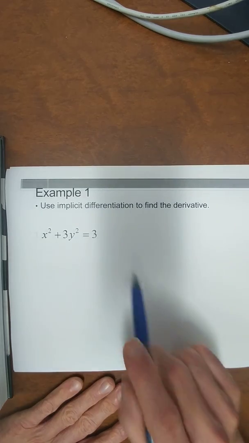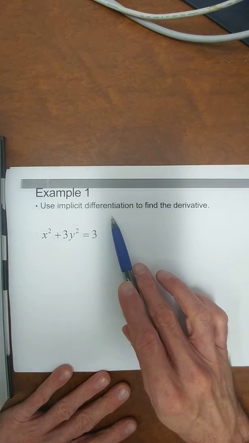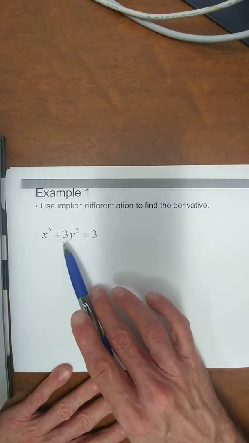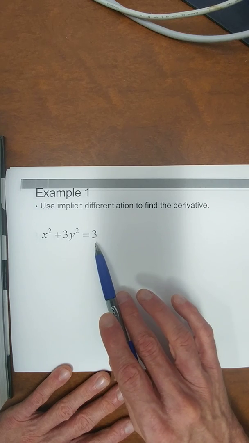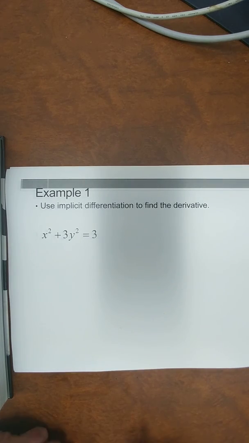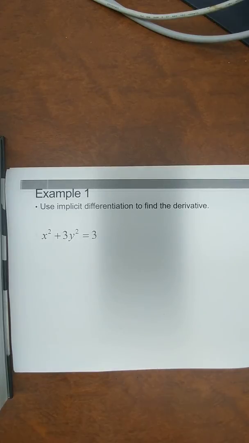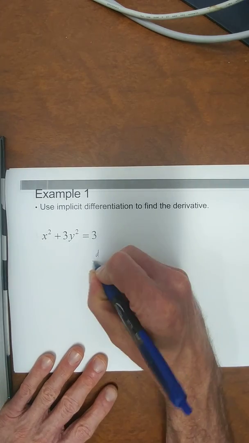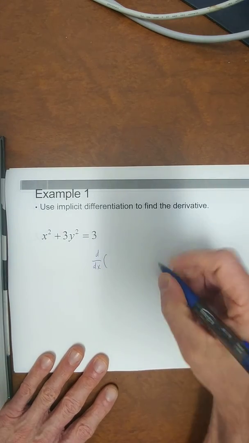This is the first example. As you can see, we are going to take the implicit derivative of this function, x squared plus 3y squared equals 3. So you pretty much have a set of steps that you follow when you do the implicit derivative. So that's the first thing we'll discuss. And the first thing you do is you'll take the derivative of both sides.